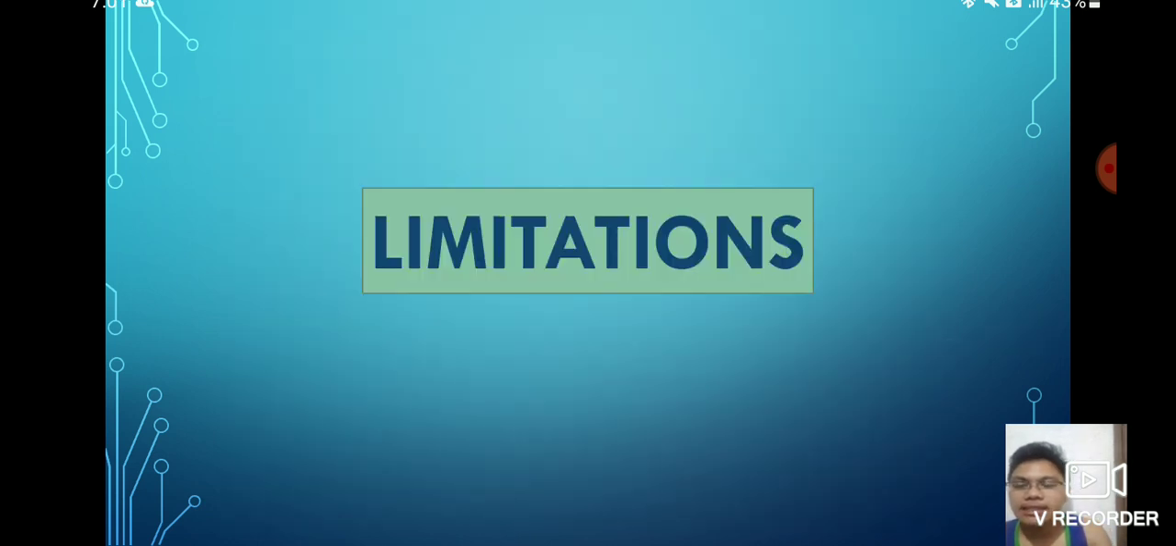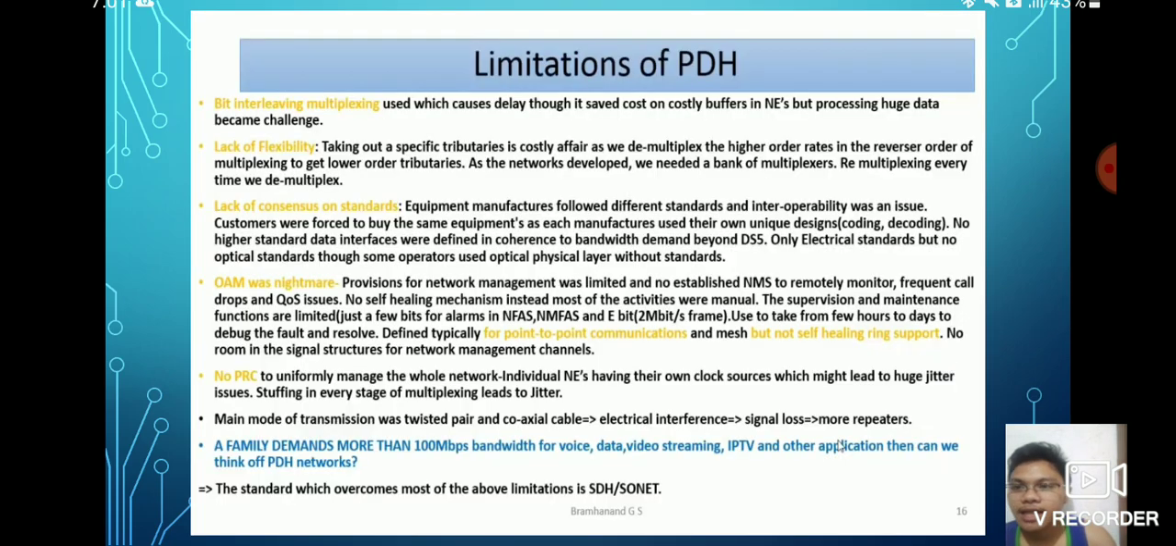The next is the limitations. The limitation here is the bit interleaving multiplexing used, which causes delay, though it saves costs on costly buffers, but processing huge data became a challenge.